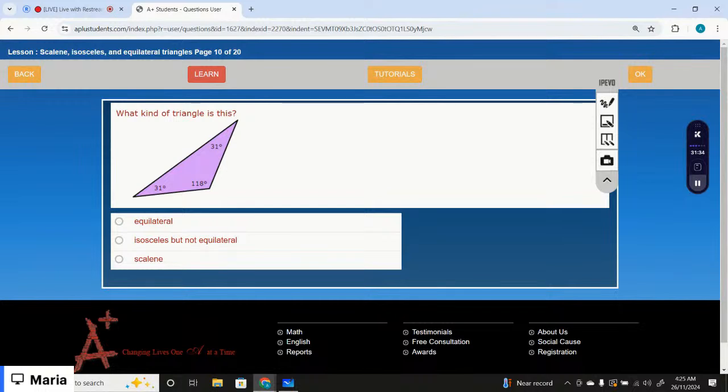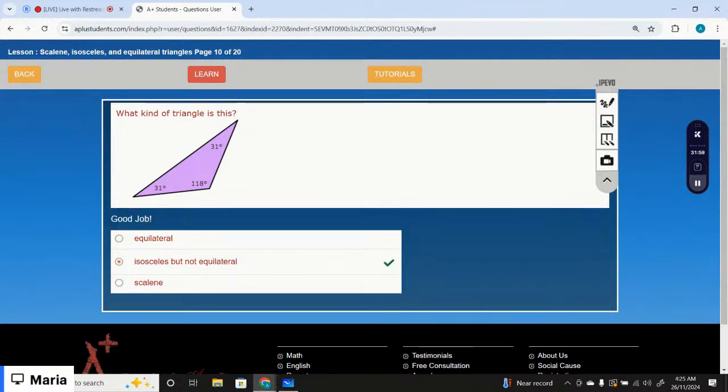What kind of triangle is this? Which is the correct option? That is isosceles but not equilateral. Option number two is the correct option.